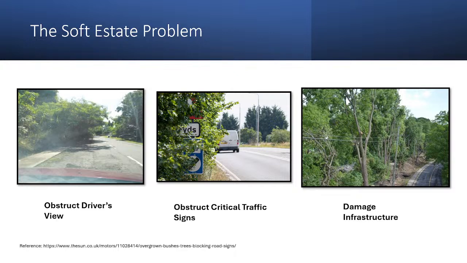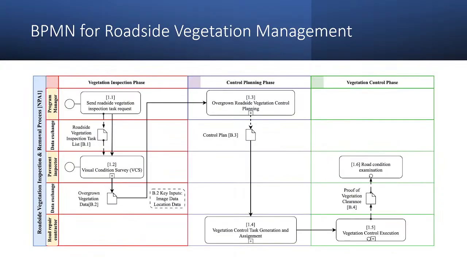So with all this, we went to the National Highways team, we talked about it, and we kind of mapped how they go about the vegetation. So this is the BPMN I was talking about. We have a program manager, a pavement inspector, and a road repair contractor, who clears the vegetation. The pavement inspector does the visual condition survey, and the program manager sends a task list to the pavement inspector and also creates the plan for the vegetation control. This is just to map the existing process.